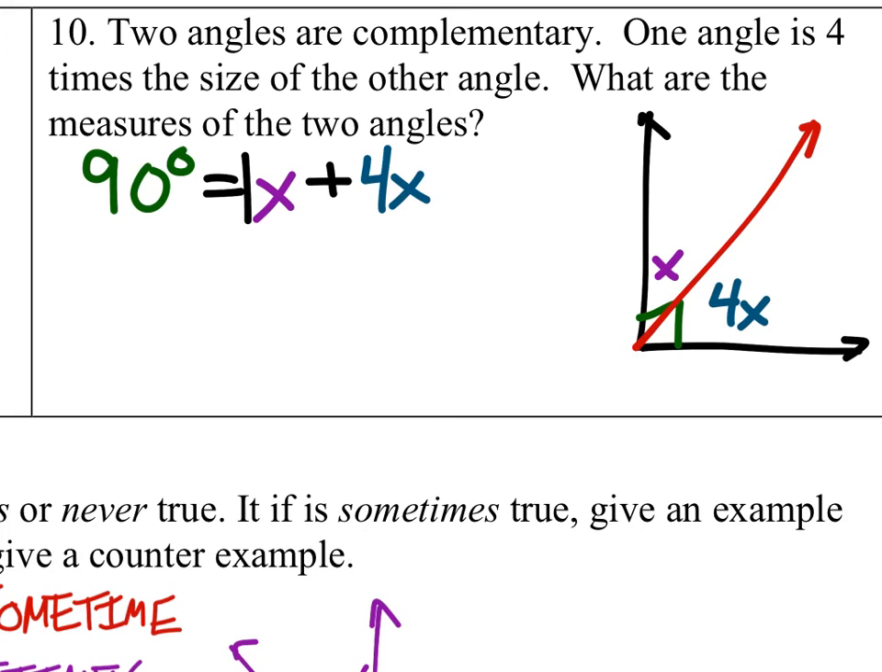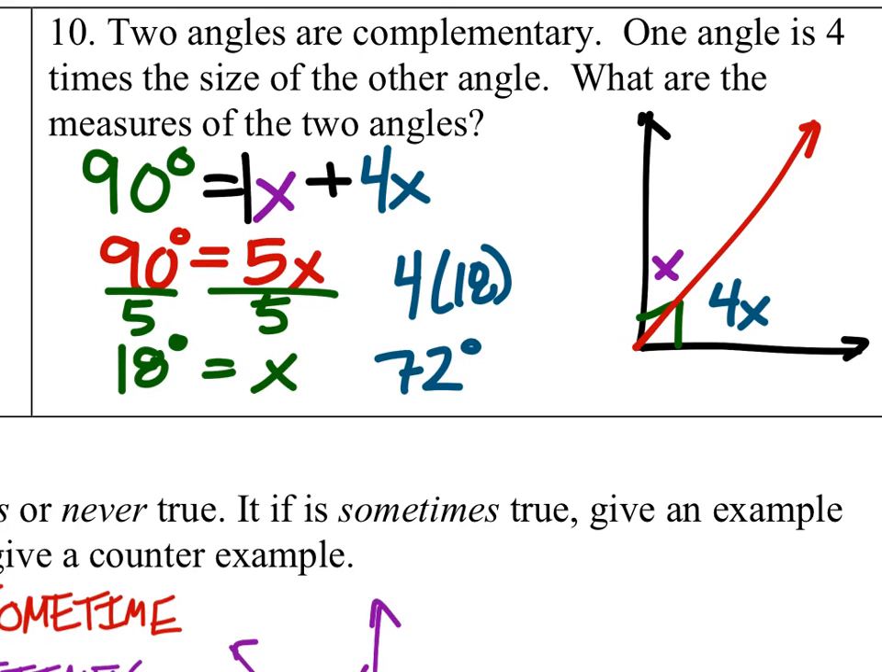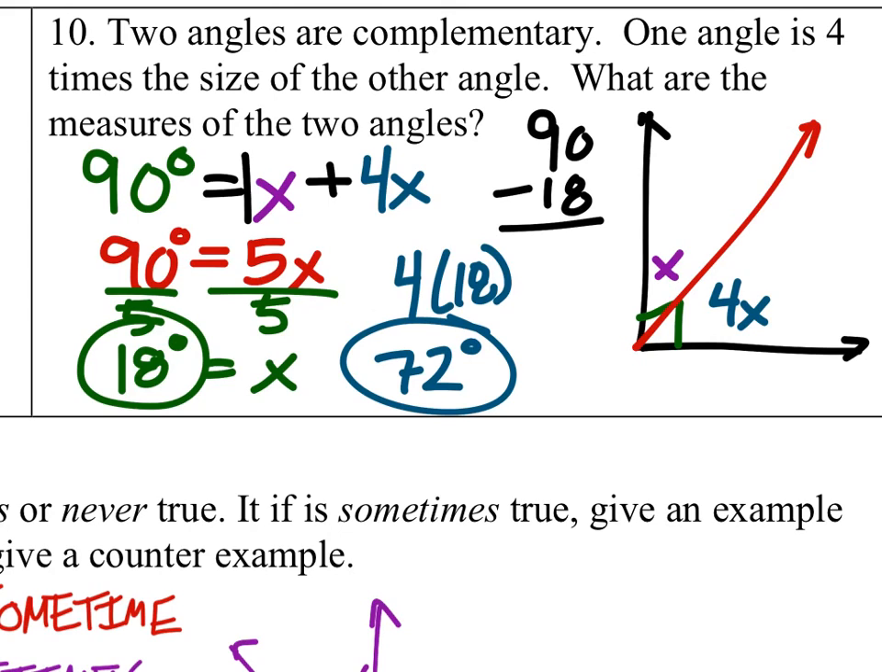Now we can't forget that's a 1x. So when we combine these, we got 5x, which is 90 degrees. And if we divide both sides by 5, that will tell us the value of x, which is 18. So the small angle is 18 degrees. The big one is 4 times that, so we'll do 4 times 18, which would be 72 degrees. So this is one angle, this is the other. We can check by doing 90 minus 18 as well, which also is 72 degrees.